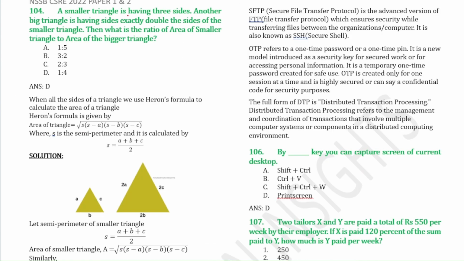Next question, a smaller triangle is having 3 sides and then another big triangle is having sides exactly but double the side of the smaller triangle. So we have to find the ratio of the smaller to the bigger in this question. So in case of a triangle, okay, when all the sides are different, then we use Hero's formula, and this is Hero's formula, okay, where A, B, C are the sides and then S is the semi-perimeter. So if we are supposed to find the perimeter of a triangle, then we have to add this side, and this side, right? But here S is the semi-perimeter, so semi means half, so half of perimeter, okay, is the S. So S is the half of perimeter.